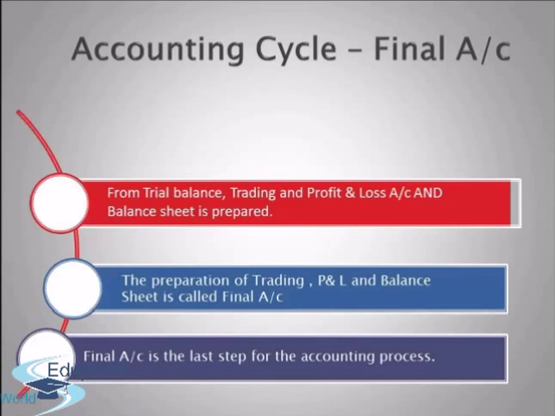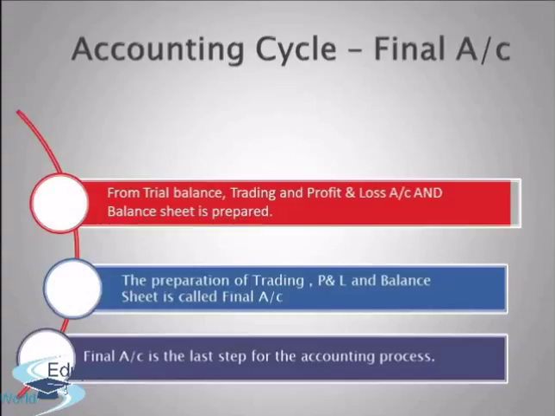This is the last step in the process of accounting, that is the preparation of the final accounts. So from the trial balance, the trading and profit and loss account and the balance sheet is prepared. So the P&L account and the balance sheet is the last step in the preparation of the books of accounts, and these statements help us in assessing the performance of the business, how the business has performed in this year and what are the expenses, what are the incomes. Everything in brief is given in this P&L and balance sheet.